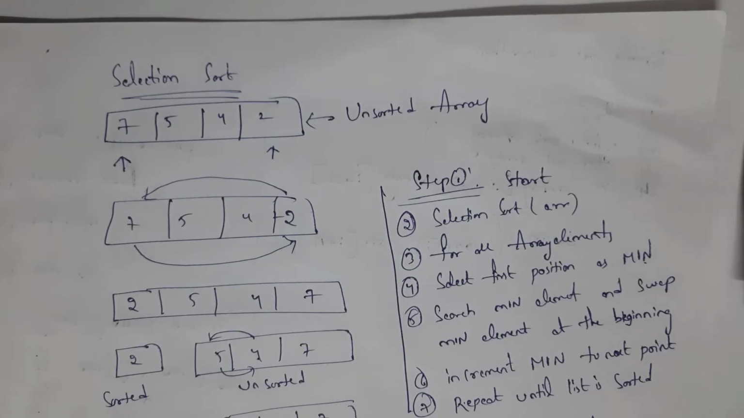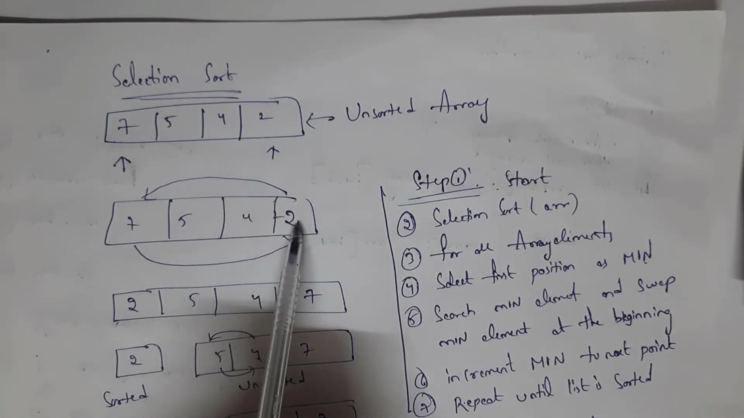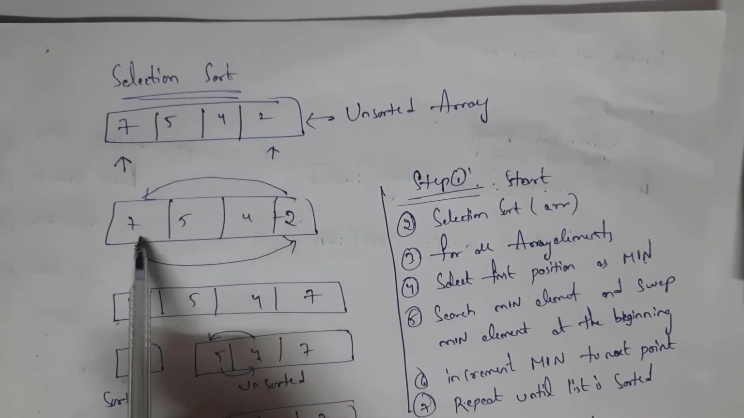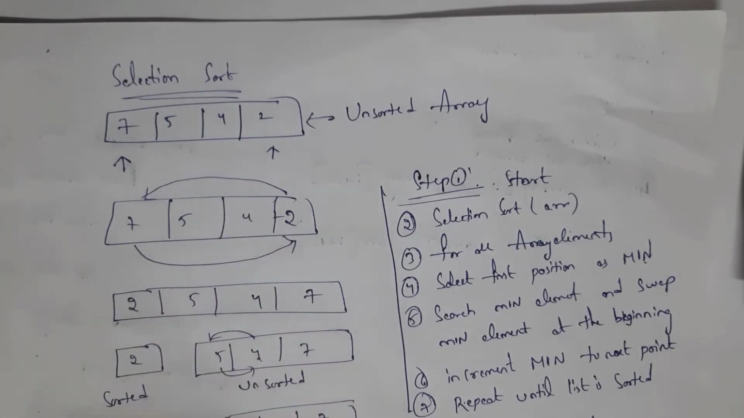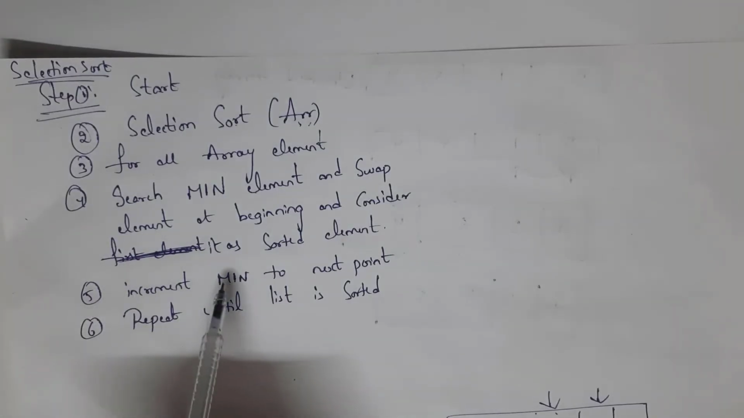As I already explained in the previous example, here the smallest element is 2. We will bring 2 to the beginning, and then we will maintain these two as the sorted array, and we need to maintain this process until the complete list is sorted. So the fifth step is increment minimum to the next point and repeat until the list is sorted. This is the algorithm for selection sort.